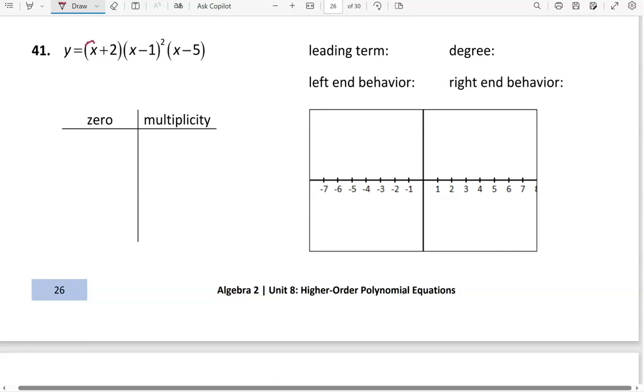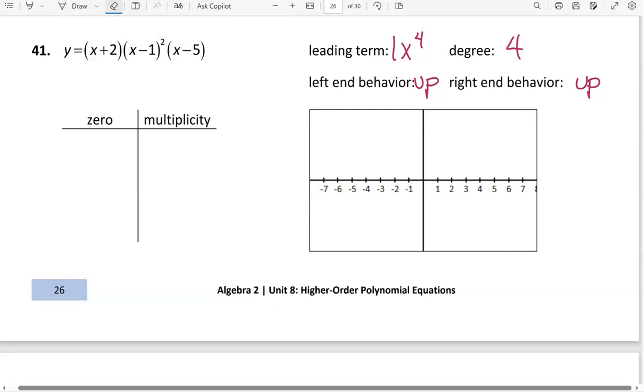In 41, our leading term is x times x squared times x. So that will be 1x to the 4th power. That's a 4th degree polynomial, since it has a leading term with degree 4. And since the leading coefficient is positive, positive 1, the right-hand behavior is up. Since the degree of the polynomial is even, 4, the left-hand behavior is the same direction, up also.